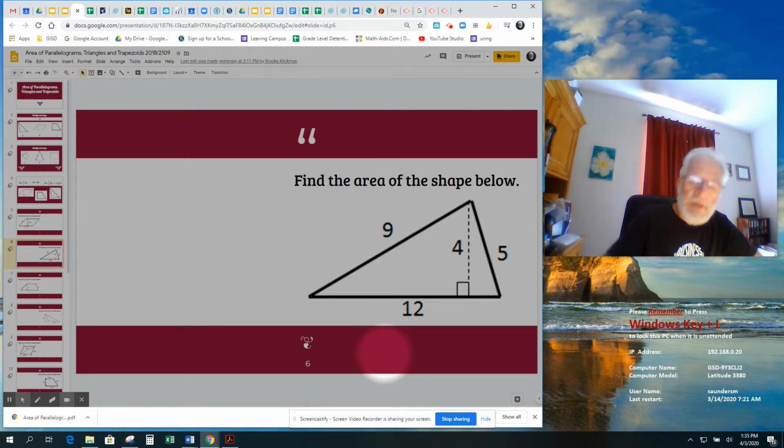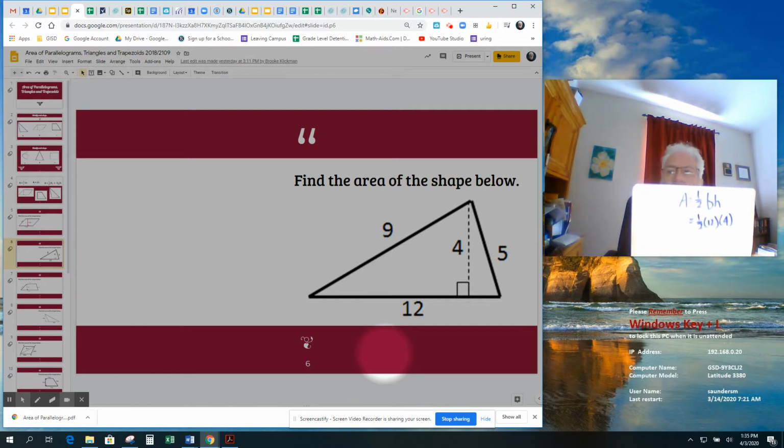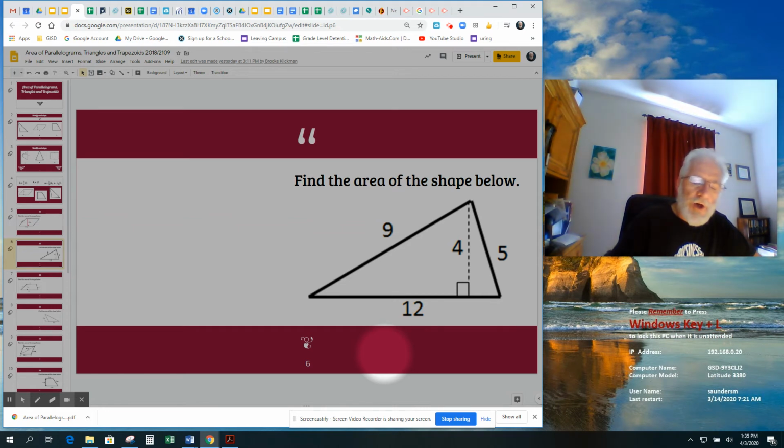12 is the base, and the height is 4. So that's what I have so far. 1/2, 12 times 4. All right. So we know that multiplication is associative and commutative. That means that we can multiply in any order. So I'm going to start out by multiplying 1/2 times 12, or that's the same as 12 divided by 2.